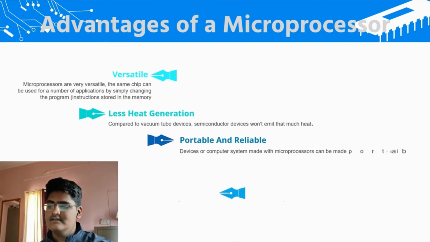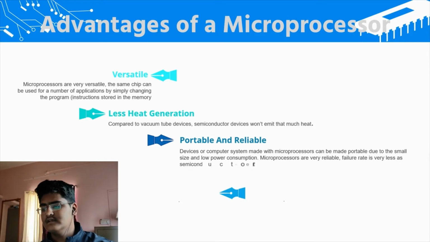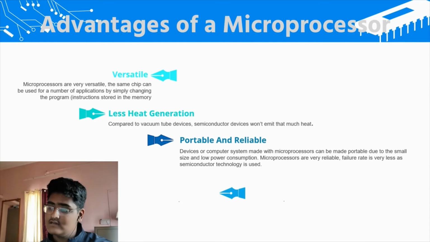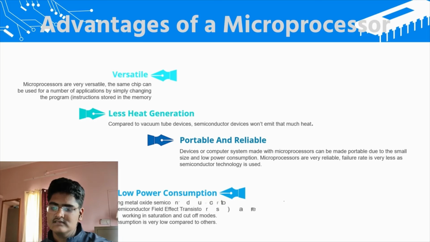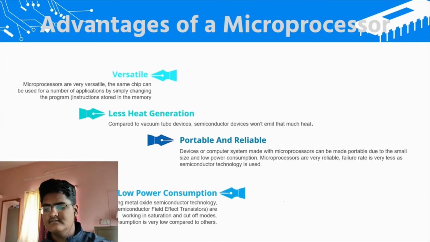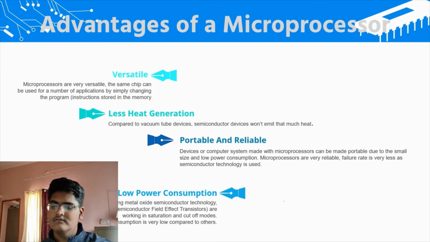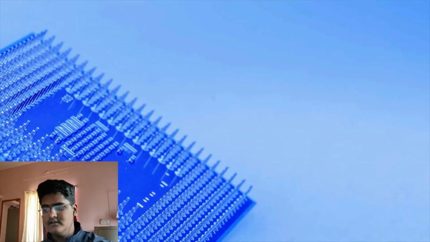More portable and reliable. Devices or computer systems made with a microprocessor can be portable due to the small size and low power consumption. Microprocessors are very reliable. The failure rate is very low as semiconductor technology is used. Low power consumption. Microprocessors are usually manufactured using metal oxide semiconductor technology, in which MOSFETs (metal oxide semiconductor field effect transistors) are working in saturation and cut-off modes. The power consumption is very low as compared to others.